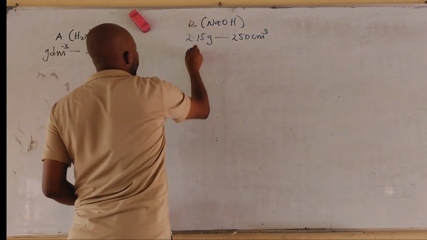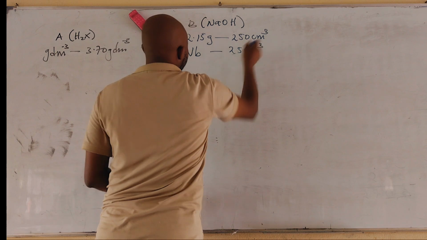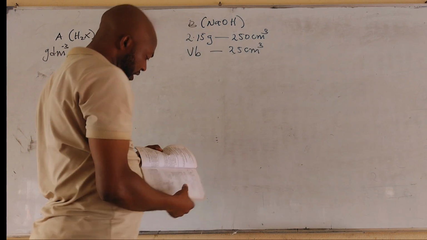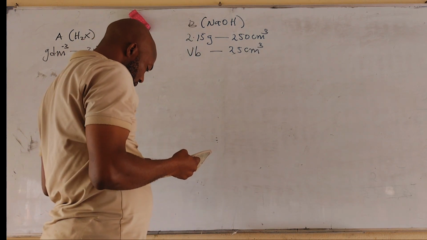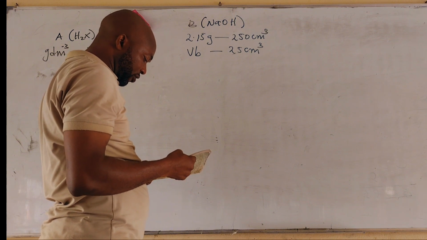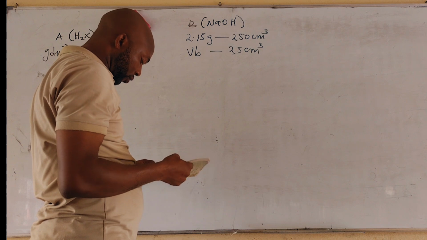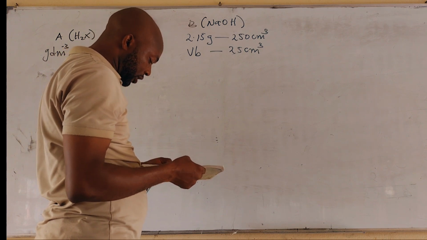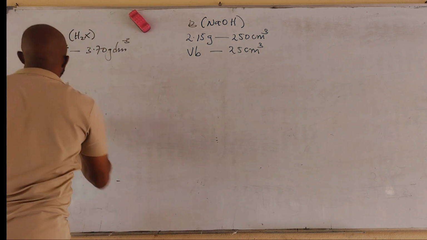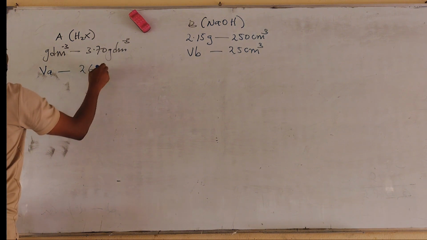So the volume of the base is 25 cm cube, 25 cm cube of B, using methyl orange as indicator. Record the volume of your pipette, tabulate your burette readings and calculate the average volume of A used. And the average volume of A is 26.6. So the volume of acid is 26.6 cm cube.